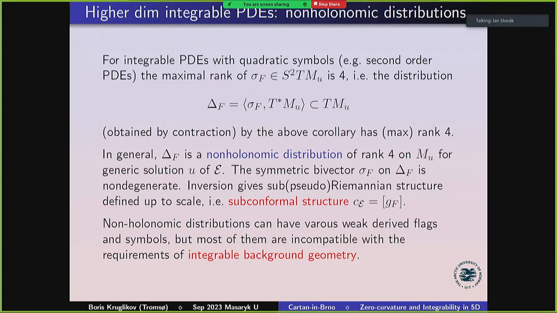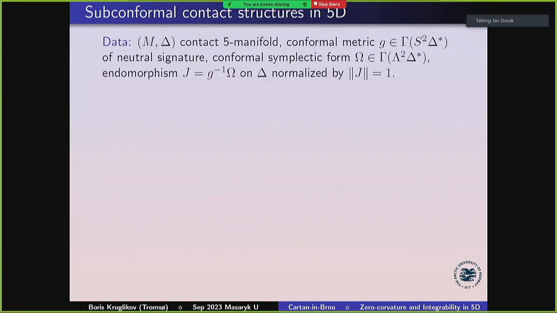Okay, so which non-holonomic distribution arising here? That's still a question. Majority of those don't satisfy the condition for existence of dispersionless pair already on the level of symbols. Okay? In other words, they cannot be integrable background geometry. In this talk, we would like to concentrate on dimension 5.